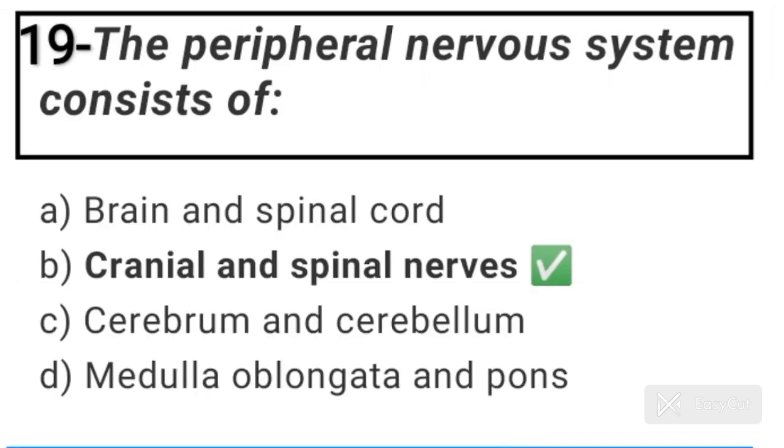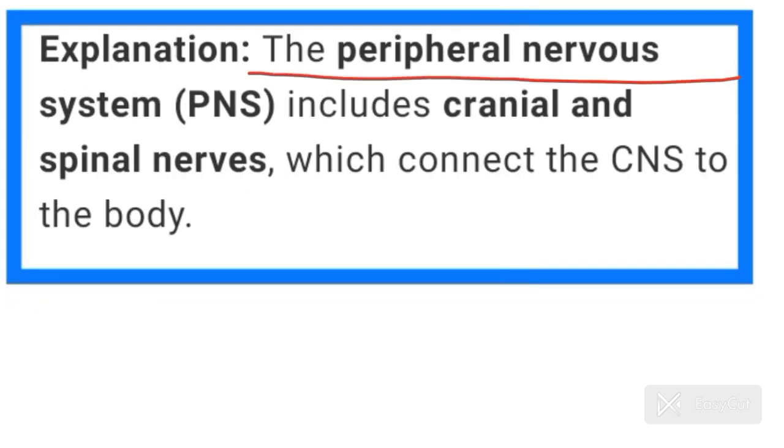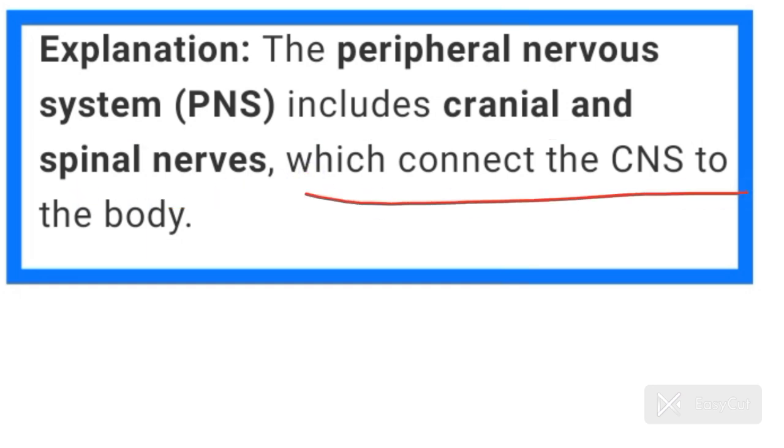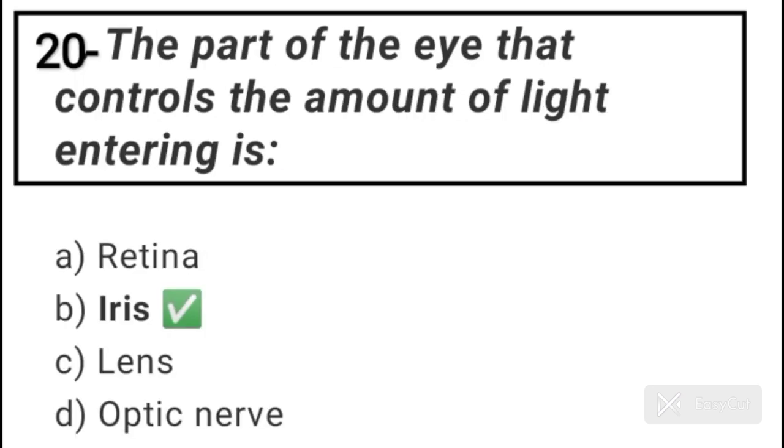The peripheral nervous system consists of. Answer is option B. Cranial and spinal nerves. The peripheral nervous system includes cranial nerves and spinal nerves which connect central nervous system to the body. Question number 20. The part of the eye that controls the amount of light entering is. Iris. Option B is correct for question number 20.